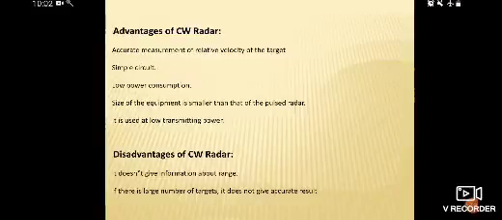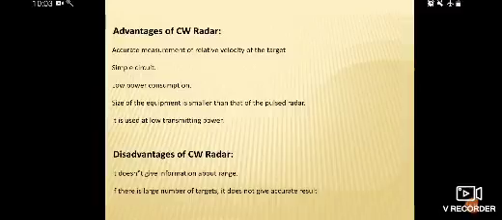That means it has a simple circuit, low power consumption, the size of the equipment is smaller than that of pulse radar, it uses low transmitting power, and it gives an accurate measurement of the relative velocity of the target. These are the advantages of CW radar.